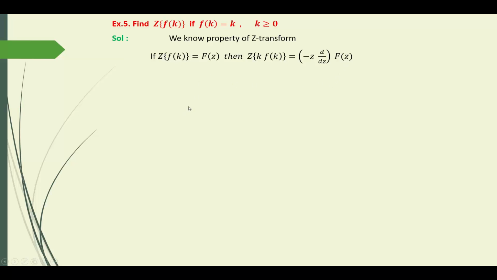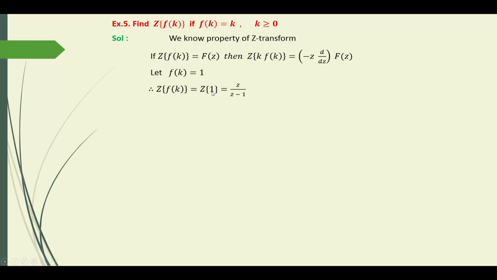So use this property and write down f of k. F of k is k only, so write this term as 1 into k. So first find f of 1. Let f of k equal 1. So the z transform of f of k means the z transform of 1.